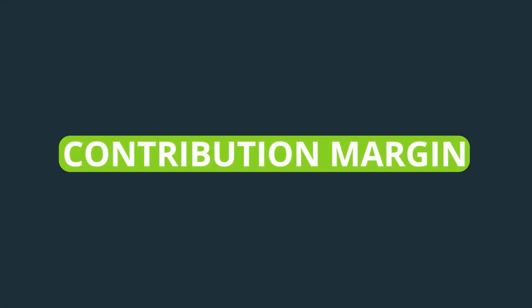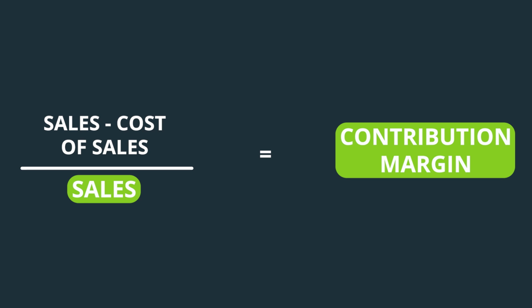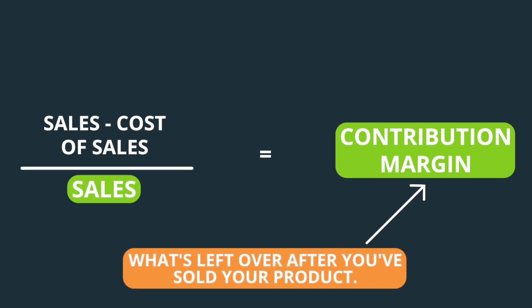Now, another term I want to talk about is the concept of contribution margin. The contribution margin is the difference between the cost of the sale and the sale divided by sales. Okay, let's get that right. Basically, it's a ratio that shows you what's left over after you've sold your product. In essence, the contribution margin is your profit after all the variable costs of sale. What's left over goes towards fixed costs and ultimately profit. For more on this topic, watch my video on e-commerce contribution margin explained.